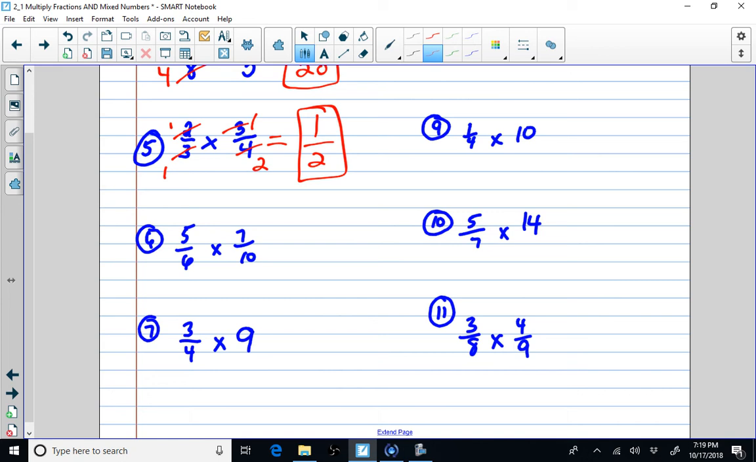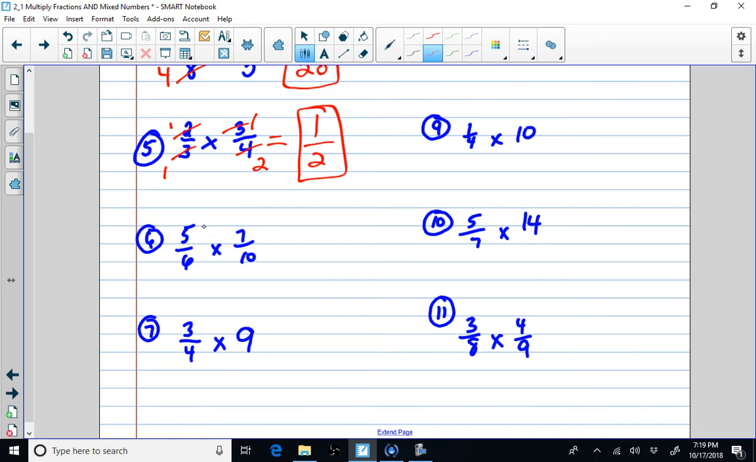If I didn't simplify before I multiplied, I would have had 2 times 3, 6 for my numerator, 3 times 4, 12 is my denominator. And then I would have had to simplify that 6 over 12, and eventually I would have gotten down to 1/2 if I simplify correctly. But it's certainly easier to simplify before we multiply, okay?